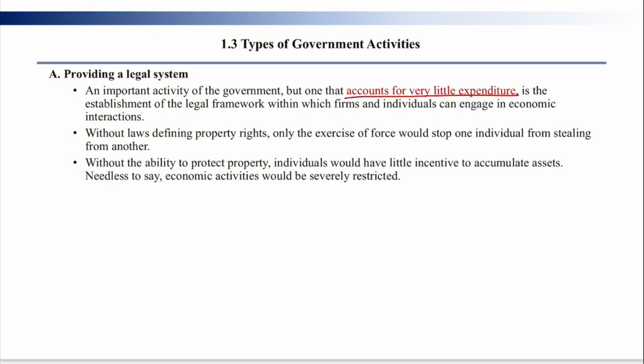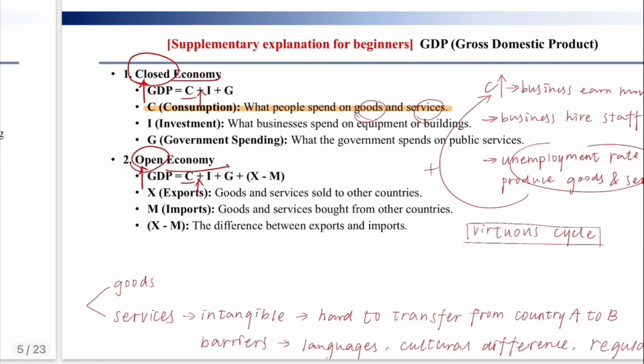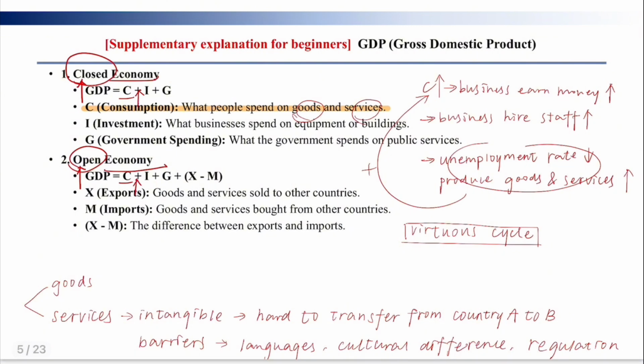Once people have property, they will engage in consumption and investment. For consumption, we always use the letter C. For investment, we always use the letter I. Then we are going to study two equations about C and I. We've said that in a closed economy, GDP is equal to C plus I plus G. C is consumption, I is investment, and G is government spending.